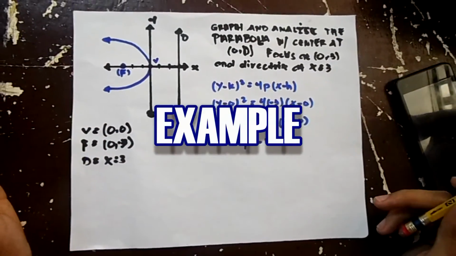So let's have our first example. In our first example, we need to graph and analyze the parabola with the given center at (0, 0), given focus at (0, -3), and directrix at x = 3. Now, it's very important that you use graphing paper when you're working with a conic section, because to be able to analyze your conic section, you need to first graph the given parts of the problem. So we have three parts: vertex, focus, and the p value.